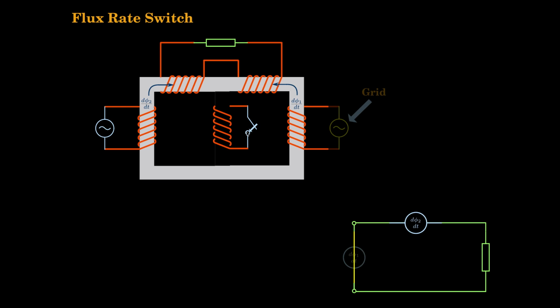Now if you close the switch, the voltage across that is 0. V is equal to n d phi by dt. Therefore, the d phi by dt here has to be 0 because n is not 0. So once the d phi by dt is 0 here, it is as though this arm, core arm, has vanished, as though it has been switched off. So this is the concept of the flux rate switch.